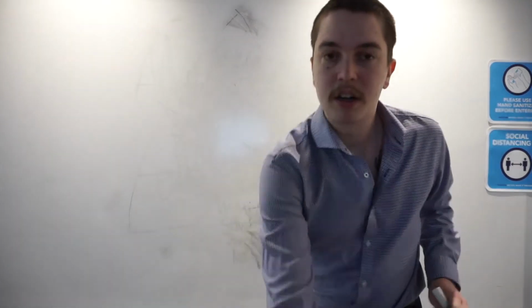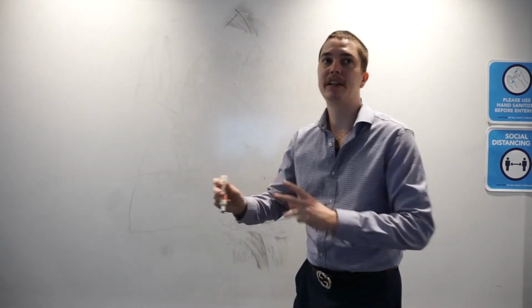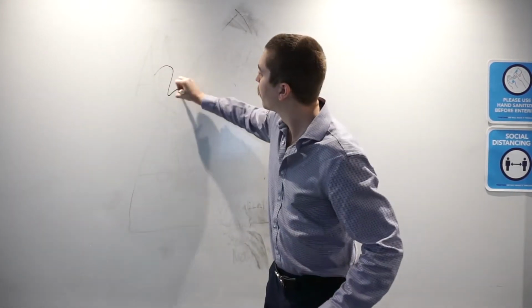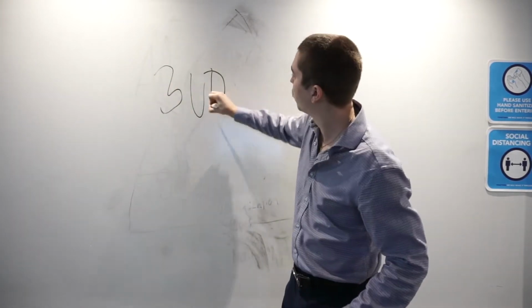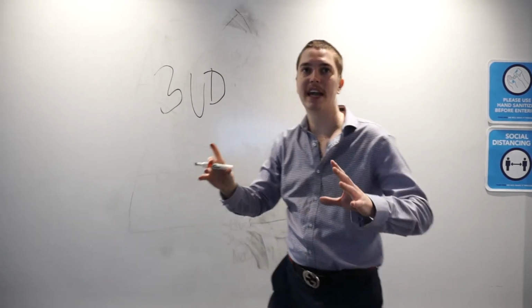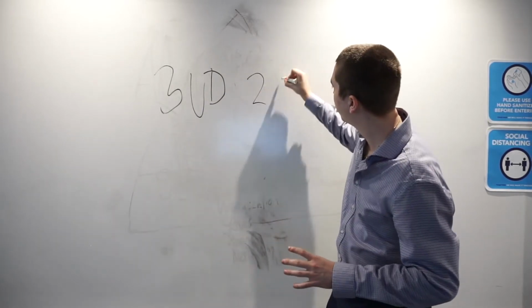So let's go into a scenario about availability set. Say you have 3 update domains. So we have 3 update domains, and then we have 2 fault domains.